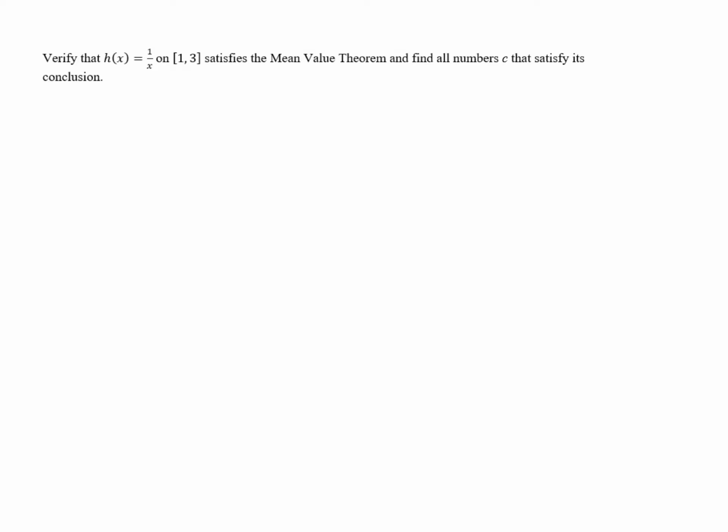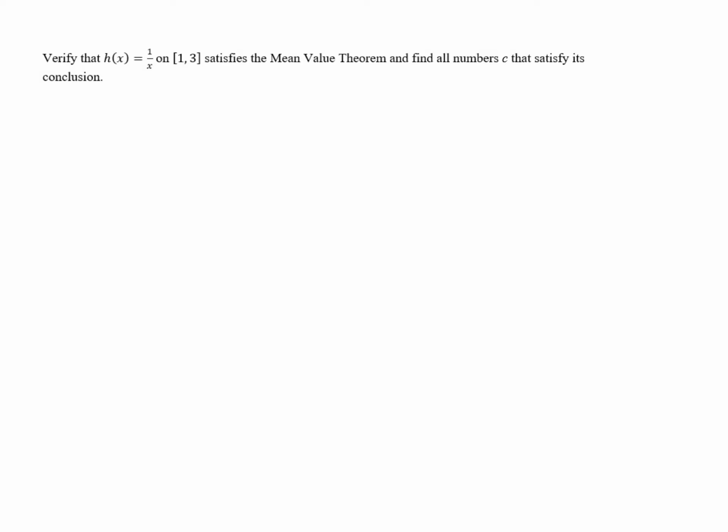Verify that h of x equals 1 over x on the closed interval from 1 to 3 satisfies the mean value theorem, and find all numbers c that satisfy its conclusion. Now, this function is continuous everywhere except when x equals 0. There's a discontinuity there. So we need to make sure that our interval does not include 0, but it doesn't, so we're good to go.